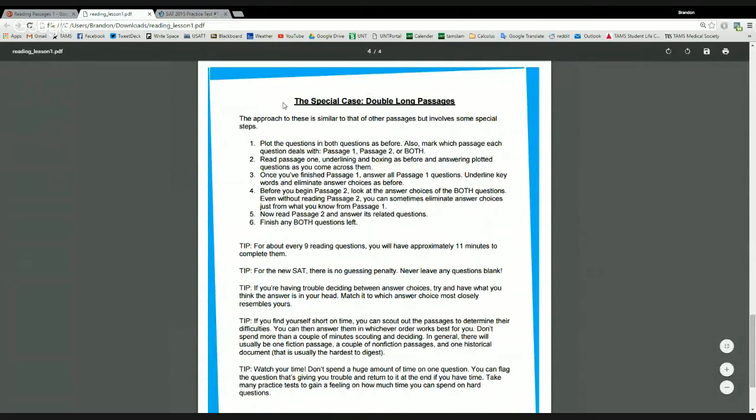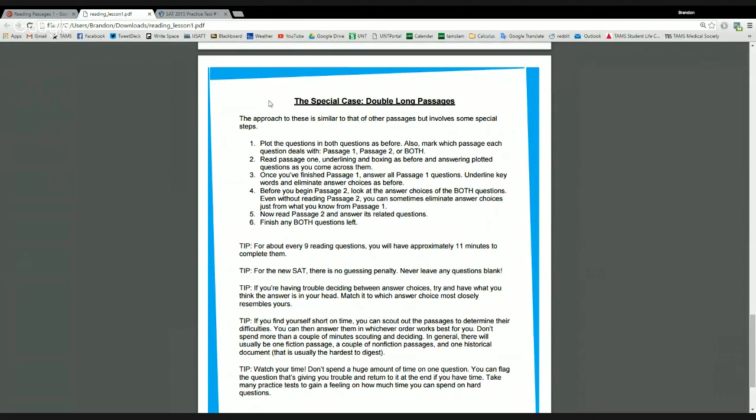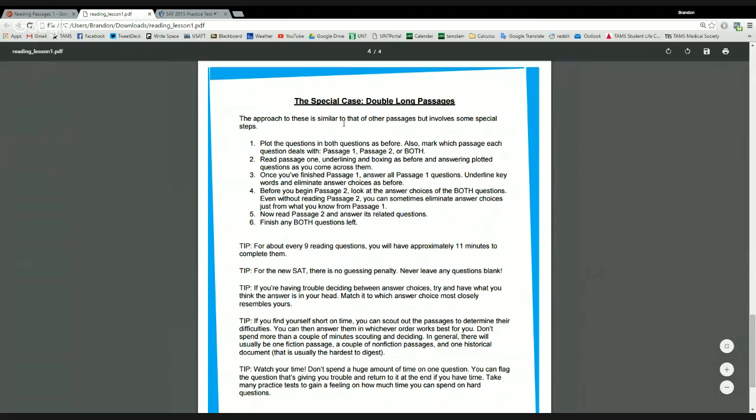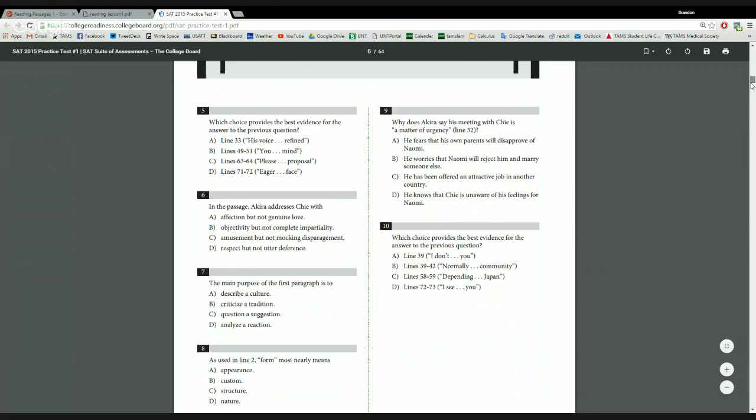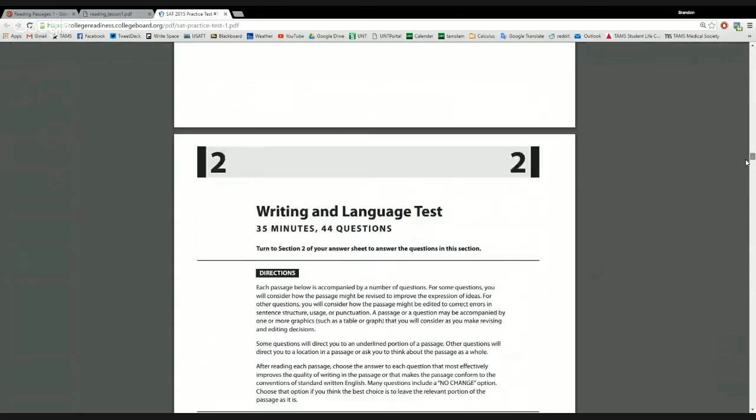Okay, so now we're going to discuss the specific case of double long passages. The approach to this is similar to that of other passages, but involves some special steps. So first of all, you're going to plot the question in both passages as before, but this time you'd mark passage 1, 2, or both with the symbols 1, 2, and a B. I'll show you an example of how we do this.